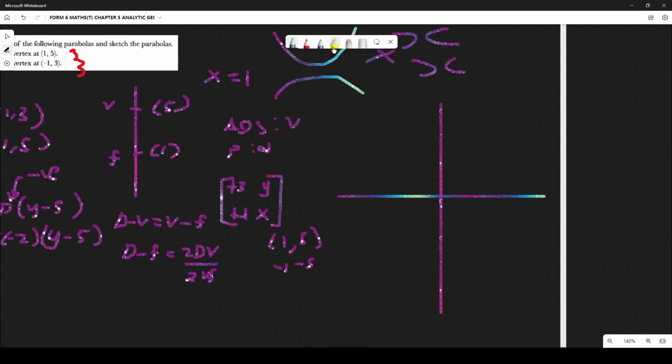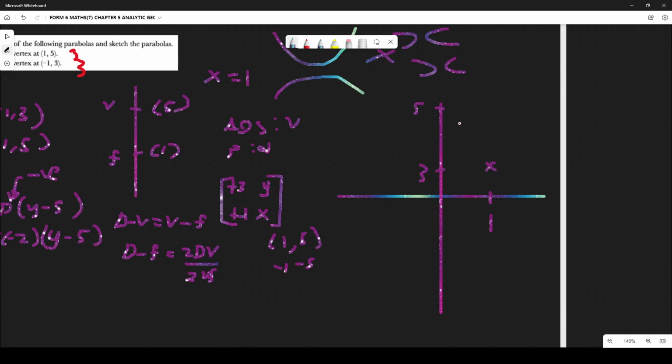Now we know that it goes downward. The vertex is at 1, 5. So I can say this is 1, and maybe this can be 5. And I know that the focus is around 3, so the focus is here. Please label the focus, put an X or a dot on it, no problem. And then just come down.